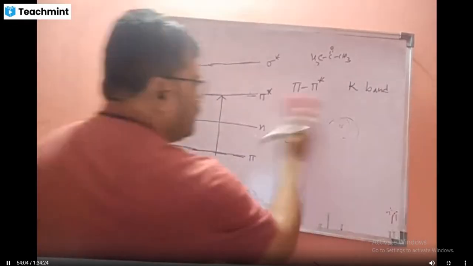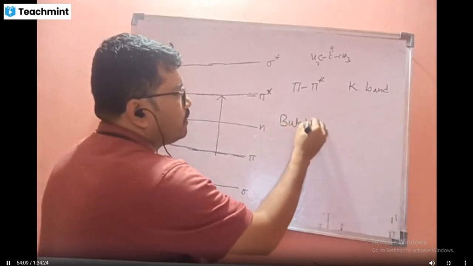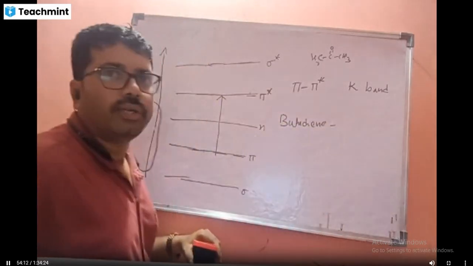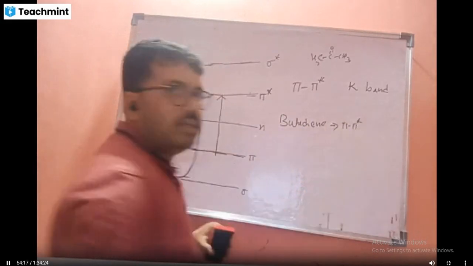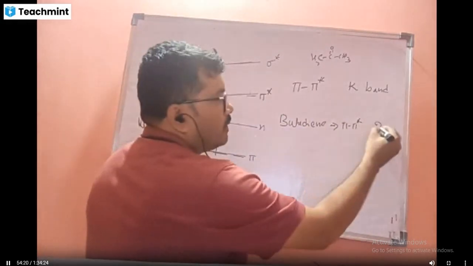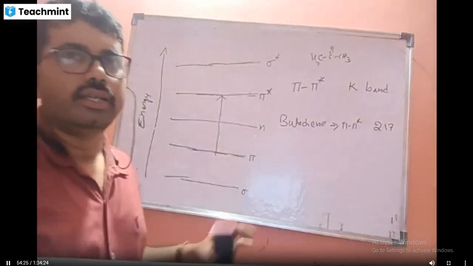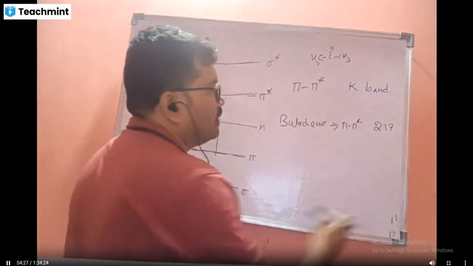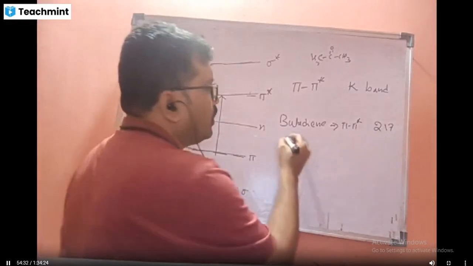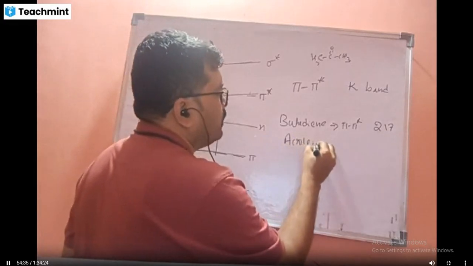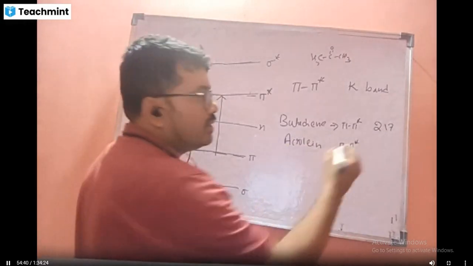See, absorption, butadiene, pi to pi star transition, lambda maximum, see, I said 200, which is almost UV visible, so UV is 200 to 300. Okay? Acrolein compound, this is also pi to pi star. So this is also pi to pi star. This is 210.